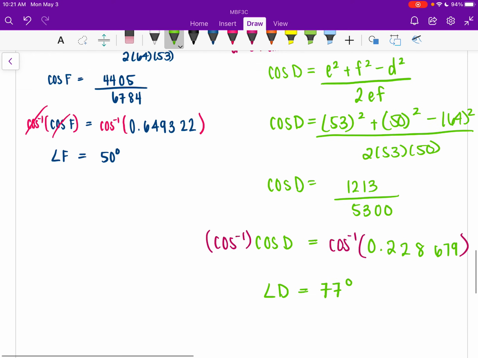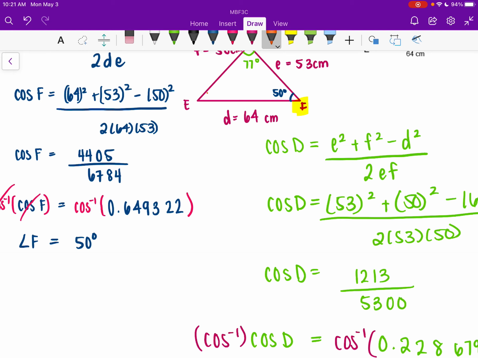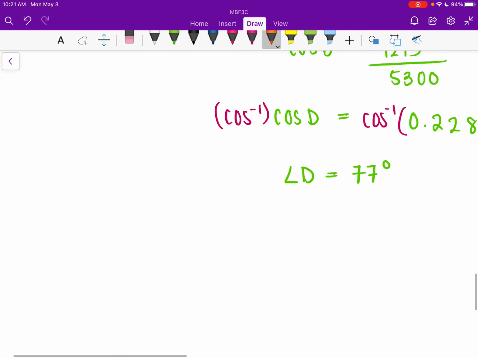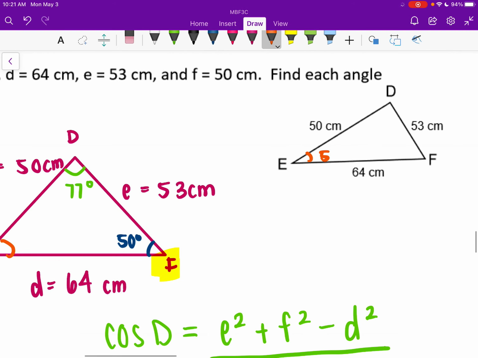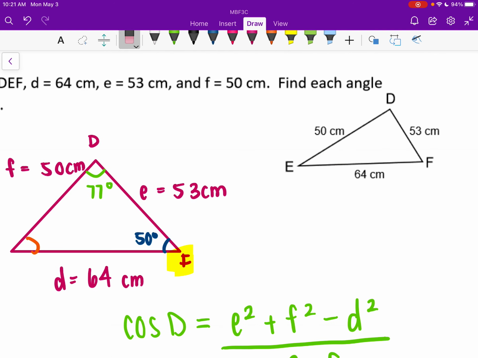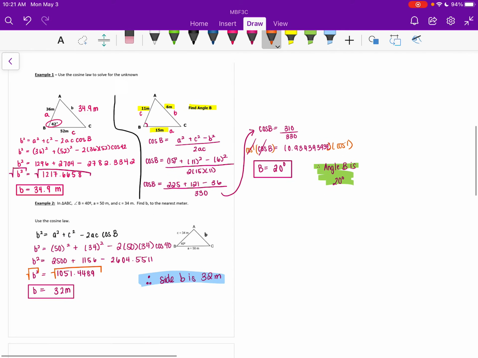So let's find angle E. I'll use orange to find angle E. It is equal to 180 minus 50 minus 77, which is equal to 53 degrees. And now you found all the angles in here, and you already knew all the sides to begin with. Okay? I'm just going to put this in here. Cool. All right, and that is it for cosine law.